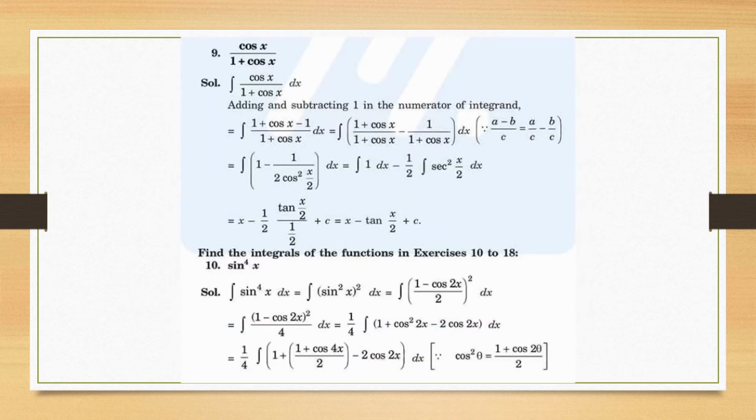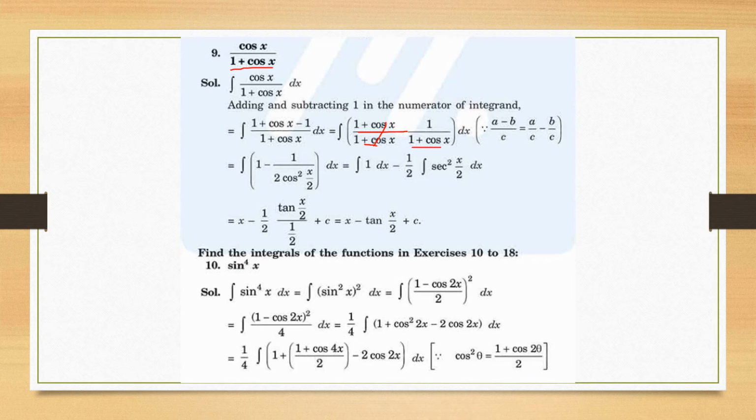Number 9 is cos x upon 1 plus cos x. This question also you can proceed by rationalization, but there is another way: add and subtract 1 in the numerator and separate it. It becomes 1 minus 1 upon 1 plus cos x. Then 1 plus cos x can again be changed by the formula 2 cos square x by 2.